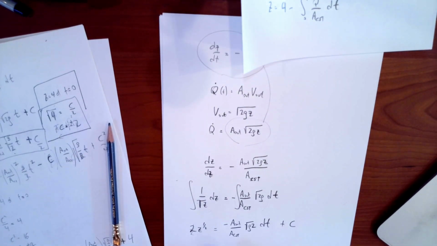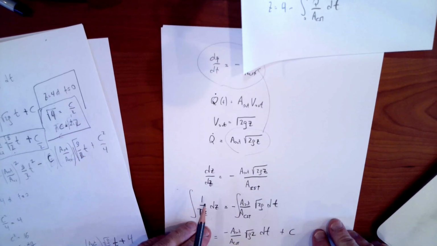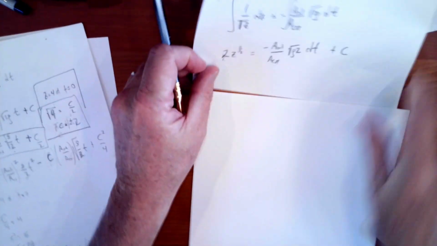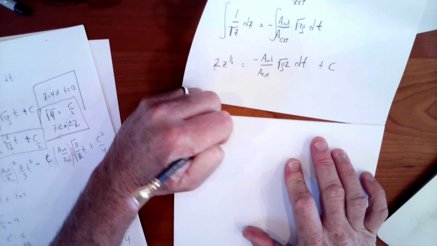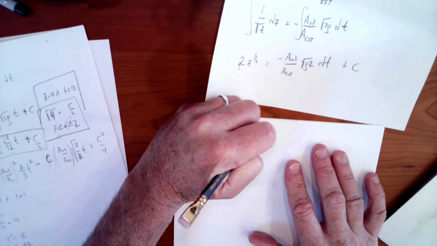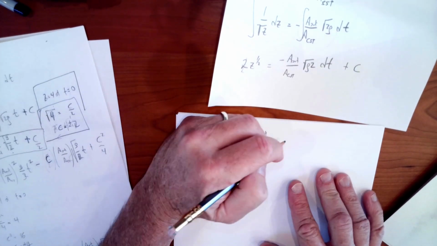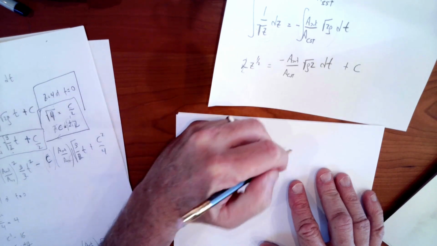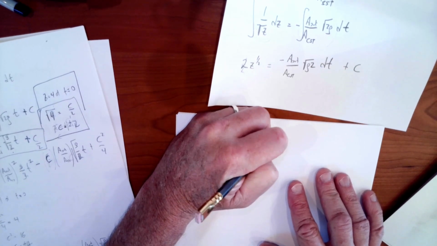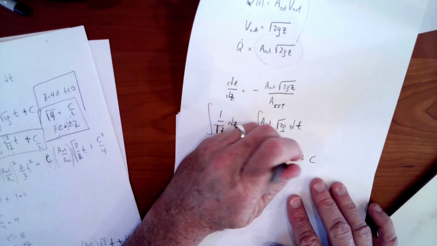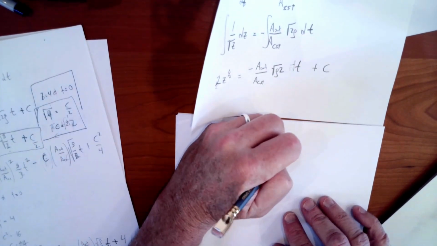So we have 2z to the 1/2 equals all this stuff. I'll divide both sides by 2, and that'll just put my z on the left there. So I've got z to the 1/2 on the left, and then I have minus A out over A cross-section of the tank, and then I have the 2g root divided by 2, so that's the same as root g over 2. And then I have, I didn't make that dt, it's supposed to be t plus c.